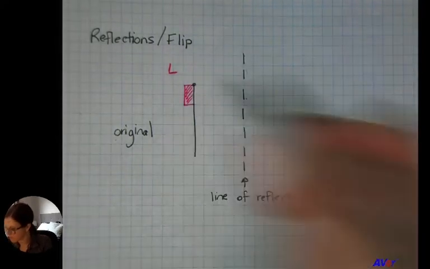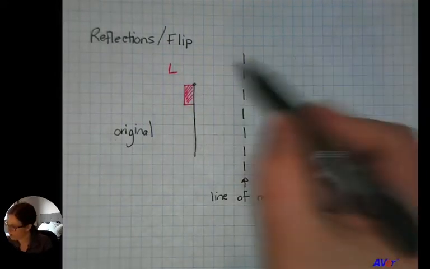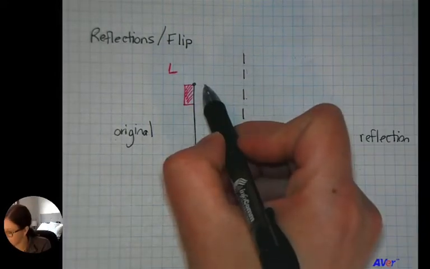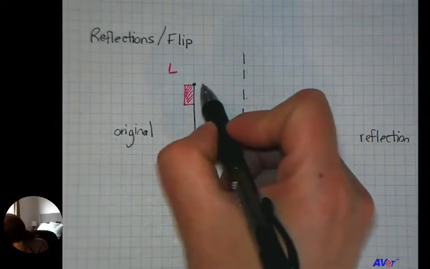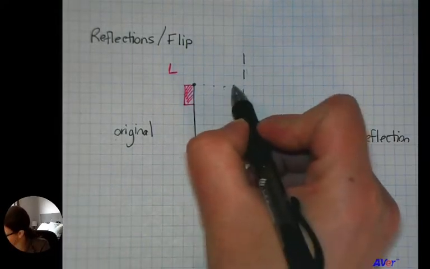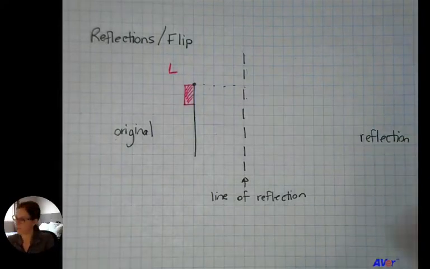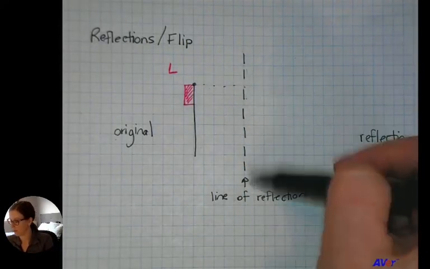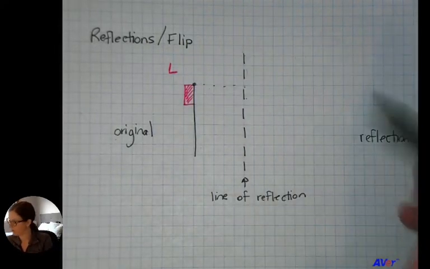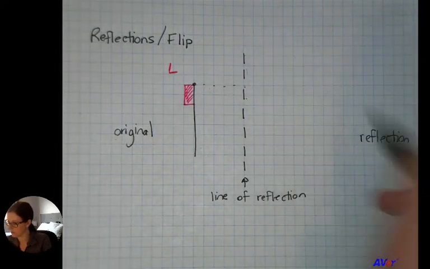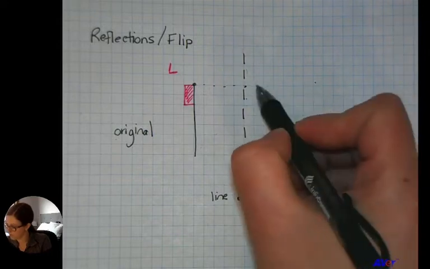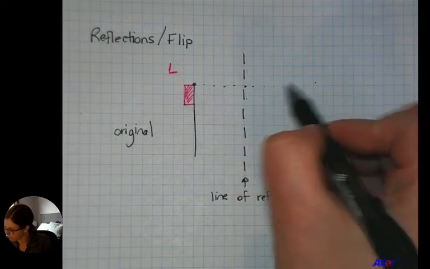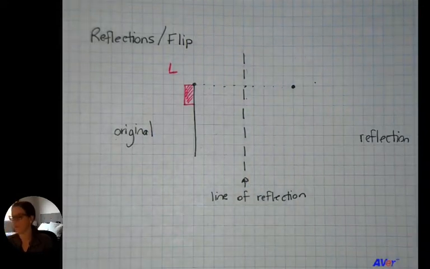I'm going to take the end of my line and figure out how far it is. I'm going to count the spaces from here to my line of reflection: 1, 2, 3, 4, 5 spaces. Now when I'm making my reflection, I want to make sure it's the same distance. I counted 5 to get to here, so I'm going to count 5 again: 1, 2, 3, 4, 5. So the top of my flagpole in my reflection is going to be here.